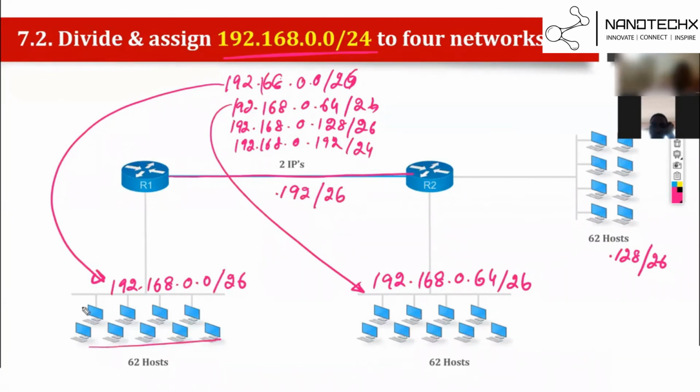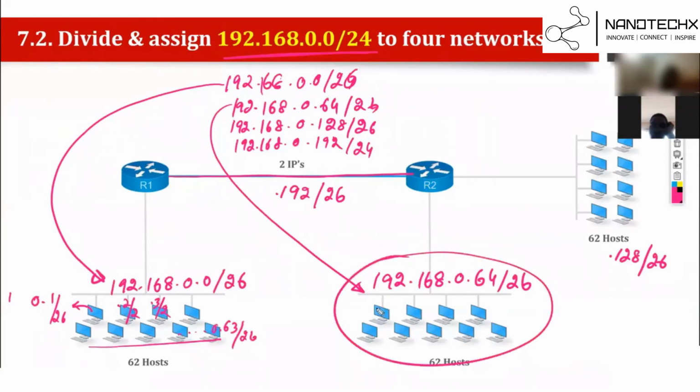The first computer will have an IP address of 192.168.0.1/26, then 0.2/26, 0.3/26, up to 0.63/26. Then once you come to this network, what should be the IP address of the first one? It will be 192.168.0.65, because 64 cannot be used in /26, and the last one will be what?